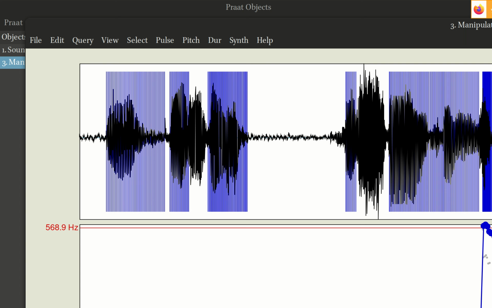A sentence that I will change. A sentence that I will change. Oh no, it's the other way around. So this part became faster, and this became slower. This is a sentence that I will change. And that's how you can manipulate duration and pitch.